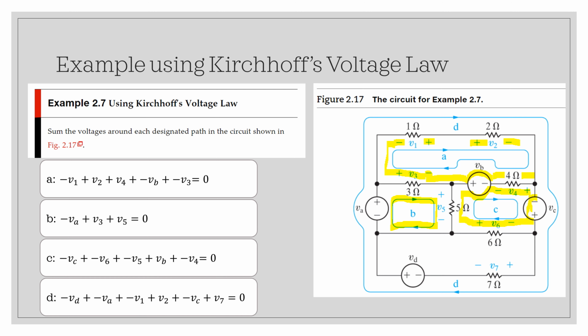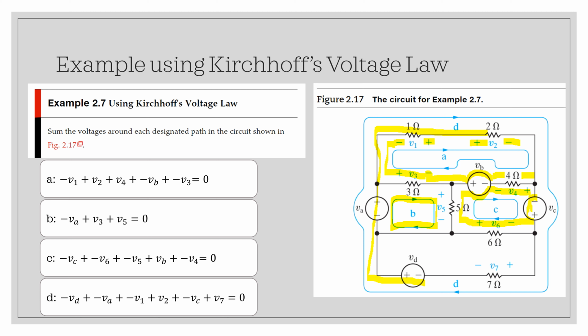And our last one. We'll start down here with this voltage source. We're entering at the negative, exiting at the positive, so that's minus V sub D. We come up here, enter at the negative, exit at the positive. That's minus V sub A. Come all the way up here to the 1 ohm resistor, enter at the negative, exit at the positive. So that's minus V sub 1.